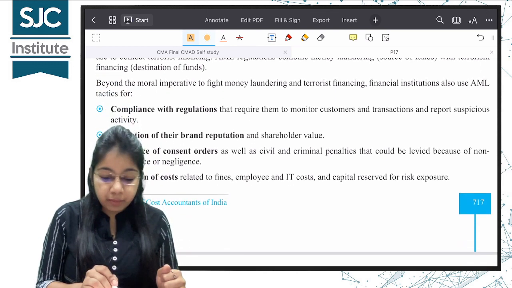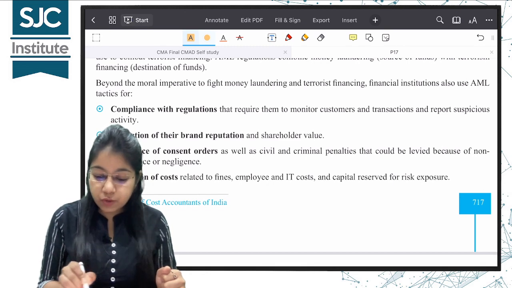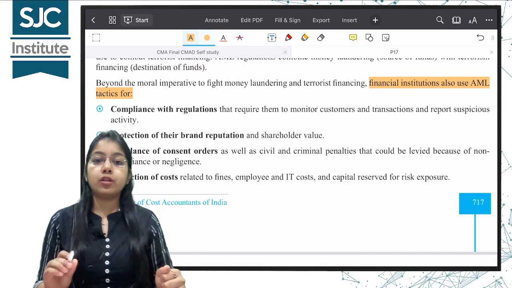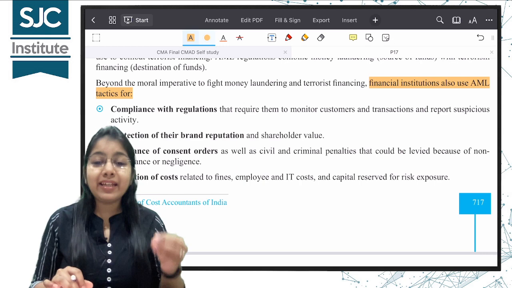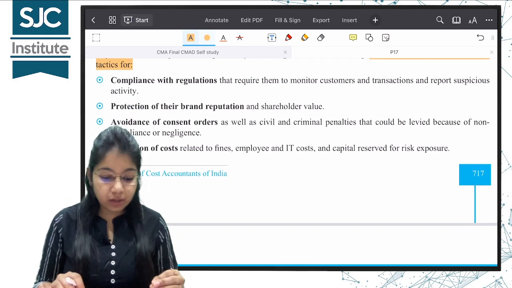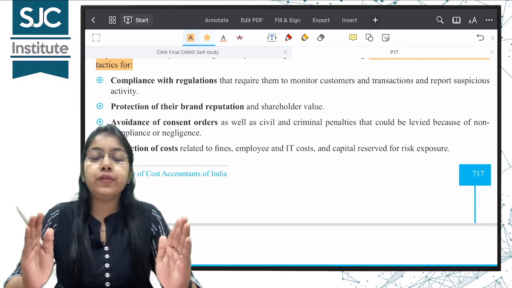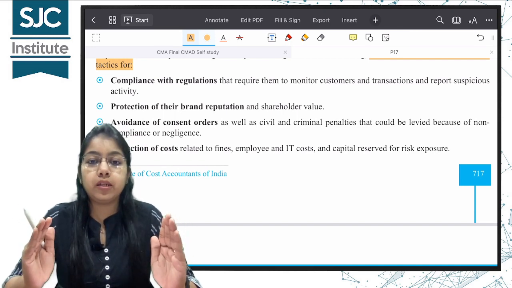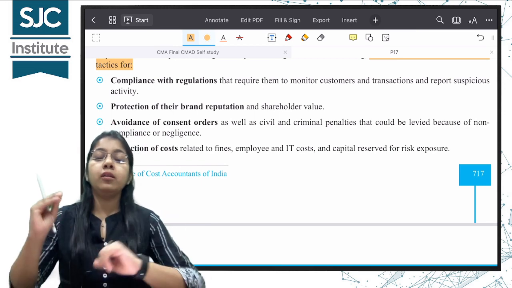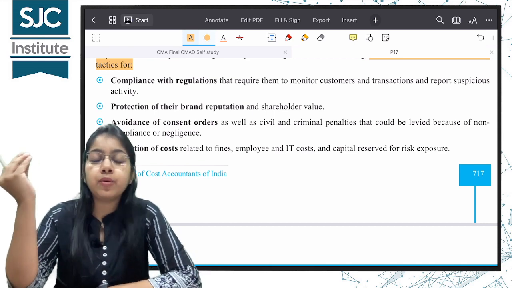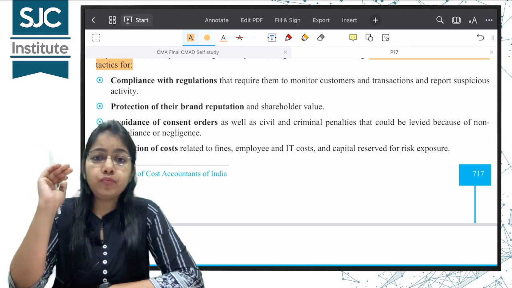Beyond the moral imperative to fight money laundering and terrorist financing, financial institutions also use AML tactics for other purposes. So, financial institutions use anti-money laundering techniques for the following purposes also. Number one, morally they are inclined that we have to stop these kinds of activities. We have to trace all these kinds of money laundering activity. So that is a moral principle, or moral imperative, okay, the moral side of the story.